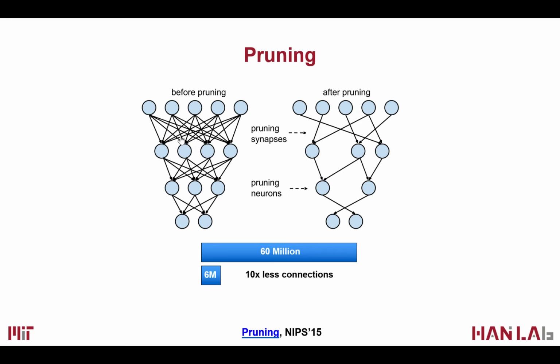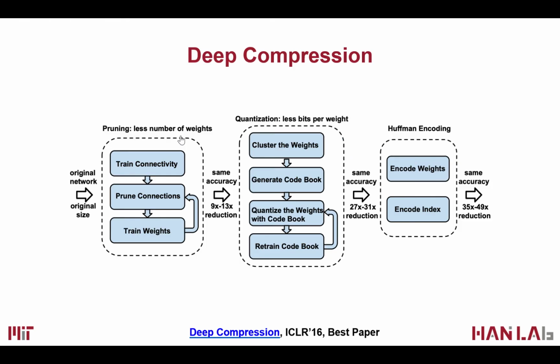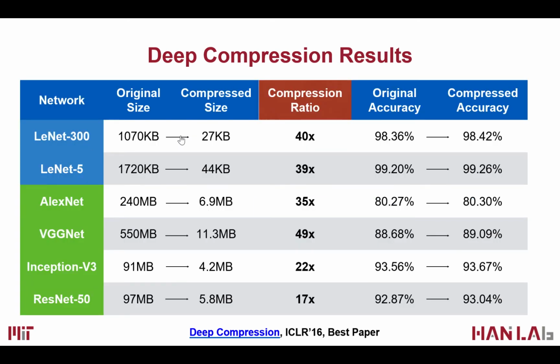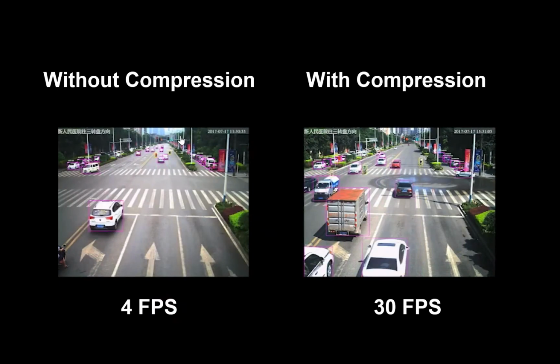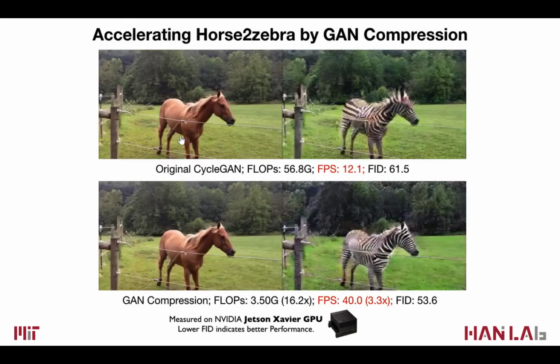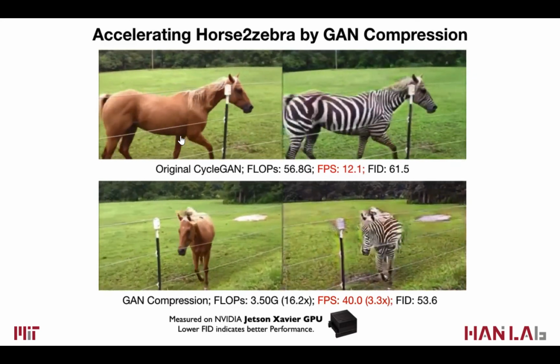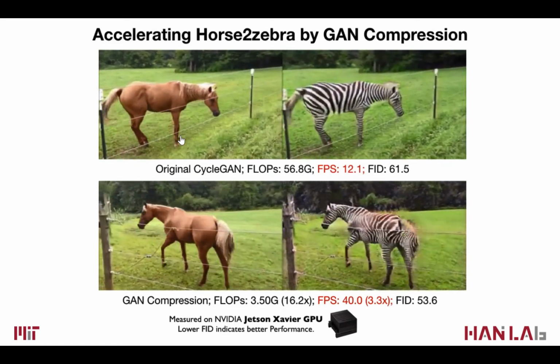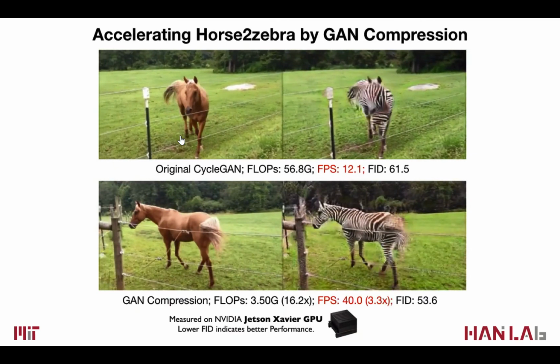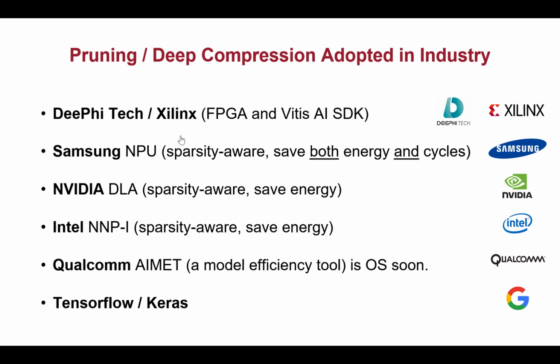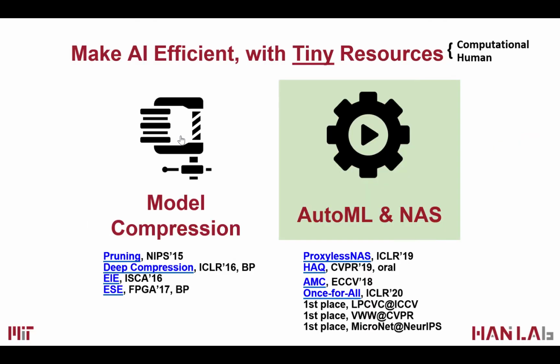By simply pruning the synapses and neurons, the neural network can be compressed by 10 times or more. Further aided by quantization and Huffman encoding, we are able to achieve a 50 times compression ratio without loss of accuracy. Deep compression works on various benchmarks, reducing model size in image classification without hurting the accuracy. It also improves the FPS in multiple object detection tasks, and it can even accelerate GAN tasks on the NVIDIA Xavier GPU platform without hurting the image quality. The effectiveness of deep compression has led to its popularity in many industry companies like Samsung and Xilinx. So we want to make a leap further than the computational resource.